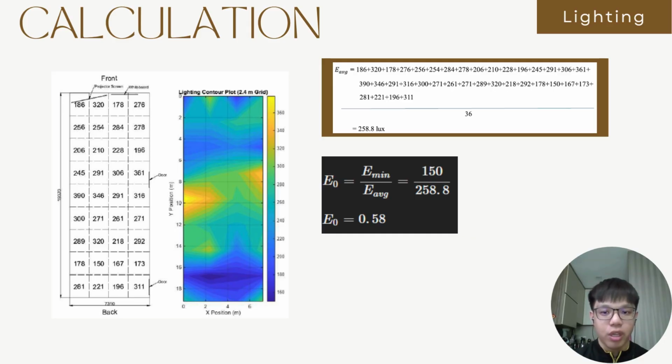I sum all the illumination levels in the room and divide by 36 recording areas. My average illumination level of DKA is 258.8 lux, which is less than the Malaysian standard of 300 to 500 for the lecture hall. This will cause the students to struggle while reading or taking notes during class. And the uniformity ratio is 0.58, which is also less than the Malaysian standard of 0.7. This will cause visual discomfort to the students, especially in the darker corners.